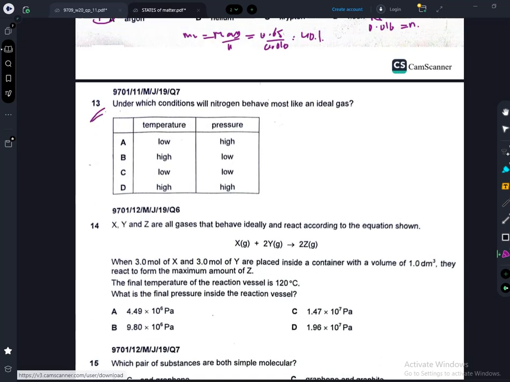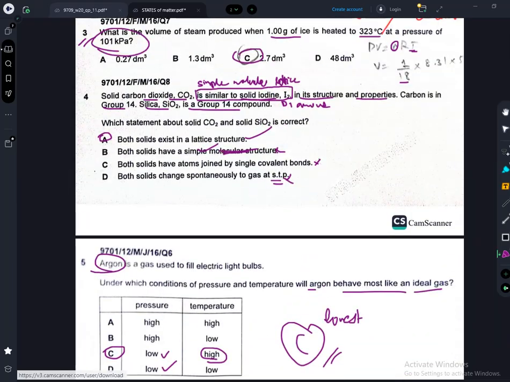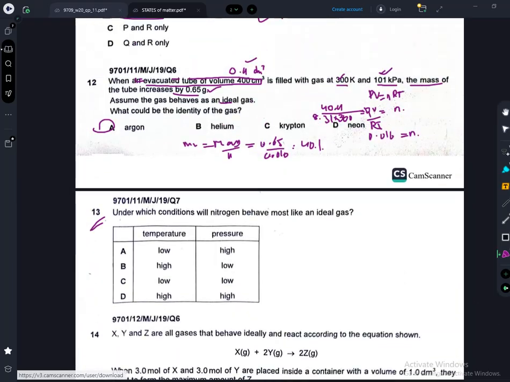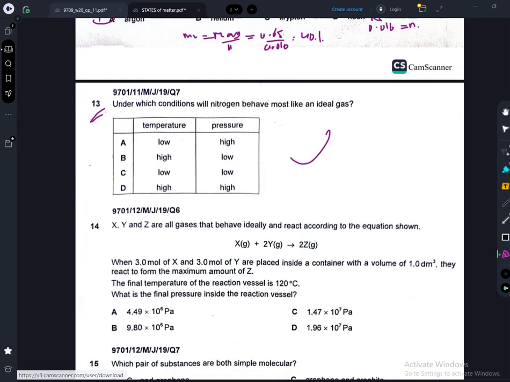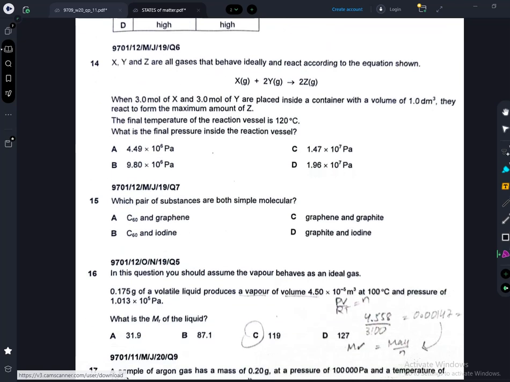Question number 13 is again a repetition; I guess this is similar to question number 5. So you just go back and watch question number 5. I'm not repeating this again. So X, Y, and Z. This is an A star MCQ, I'm stating this first of all. Be careful while solving this. X, Y, and Z are all gases that behave ideally and react according to the equation shown. When 3 mole of X and 3 mole of Y are placed inside a container with a volume of 1 decimeter cube, they react to form the maximum amount of Z, but the final temperature of the reaction vessel is 120 degrees C. Try solving this by yourself.